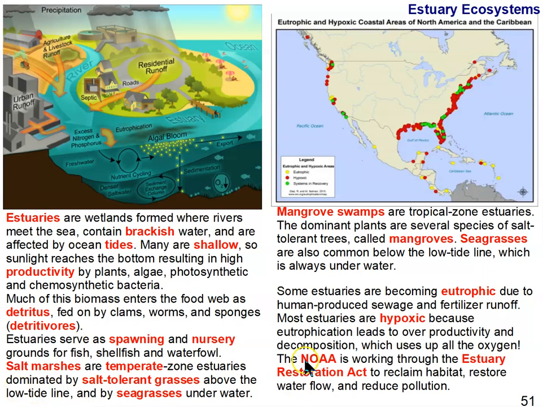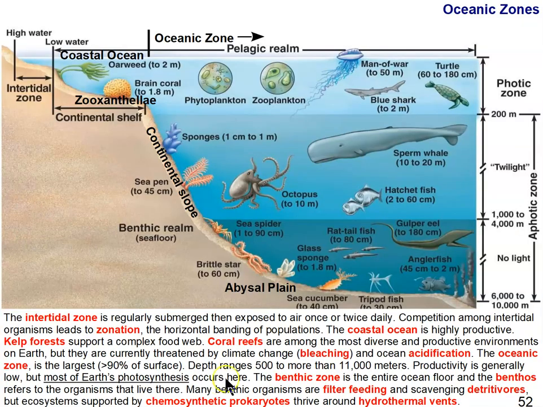Luckily, the NOAA, the National Oceanic and Atmospheric Administration, is working through the Estuary Restoration Act to reclaim habitat, restore water flow, and reduce pollution. So the estuaries here that are recovering, the green ones, are recovering due to the efforts of the National Oceanic and Atmospheric Administration. So good for them. We're going to end here with a crash course in oceanography or marine biology.